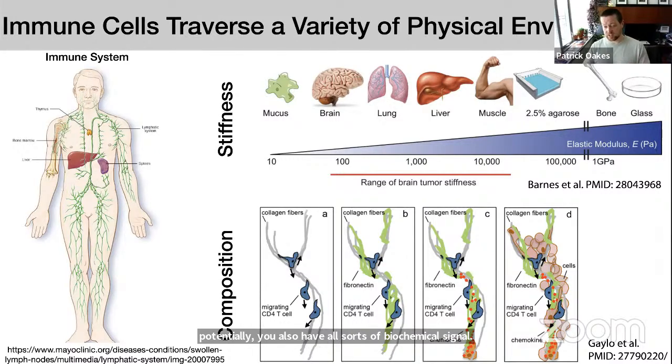And then you also have tons of other cells. These are complex, dense environments. These aren't just flat cover slips that these cells are migrating on. And so really, immune cells should be primed to have lots of different migration modes and to be really excellent at navigating these different complex environments.